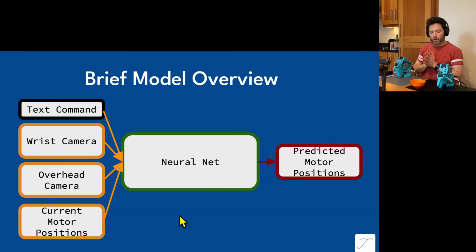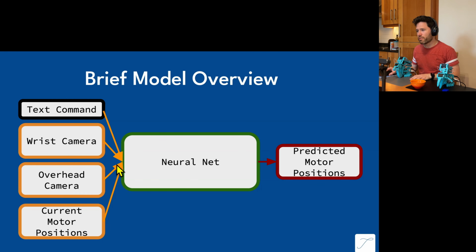So how do models work for robots? Well, they take in a few inputs: a text command, for example, move a blue block into this orange container, a wrist camera image. So here we do have a wrist camera image. Then we have an overhead or a front camera. And we also feed in the current motor positions. That's the positions of the 4 motors here within the follower arm.